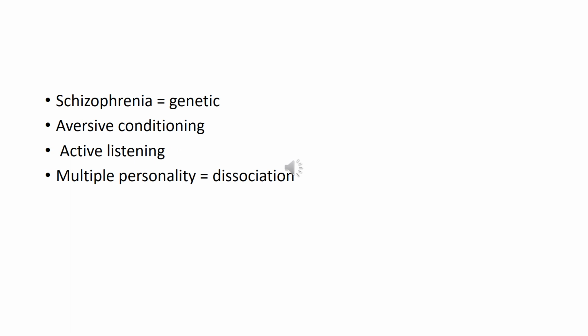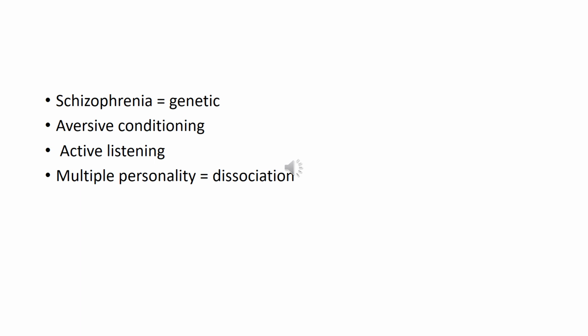Okay, so this slide is from the chapter on abnormal psychology and treatment. Schizophrenia, it's believed that there is some type of genetic factor involved in people who develop schizophrenia. They find that it does run in families and through twin studies.